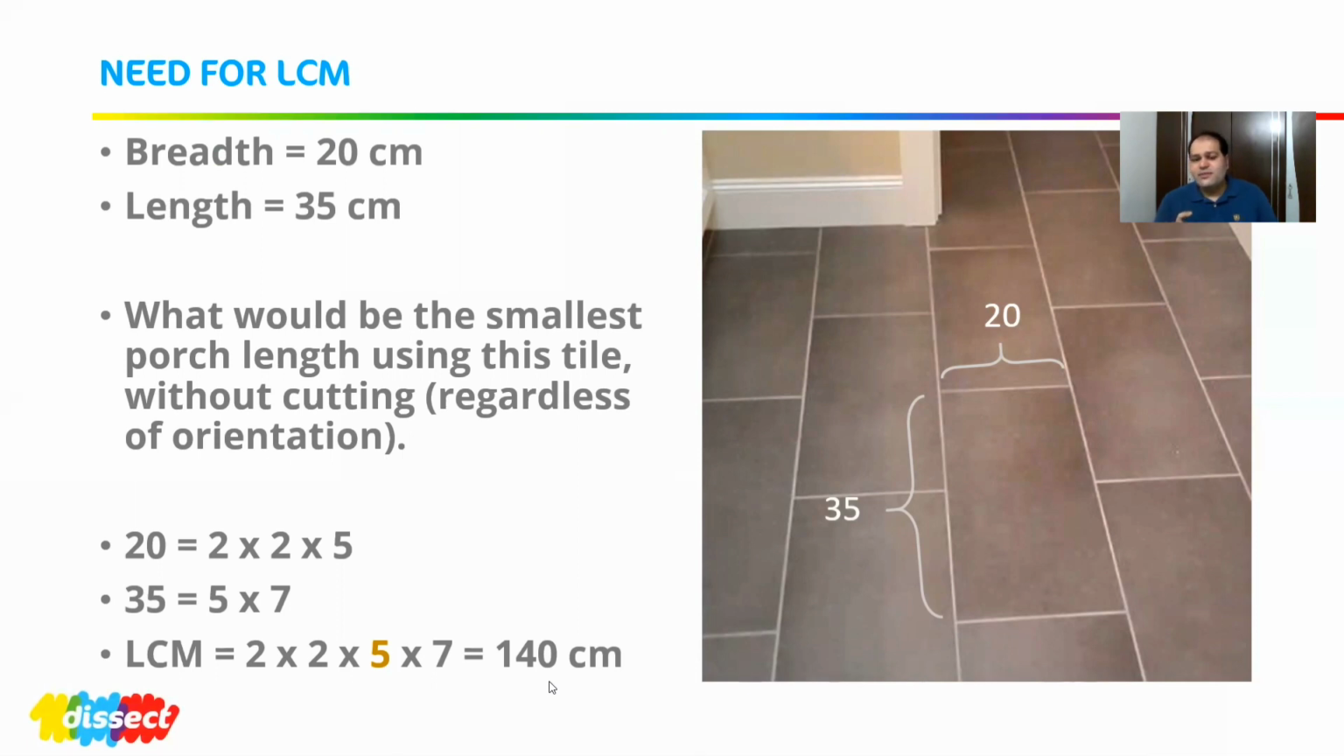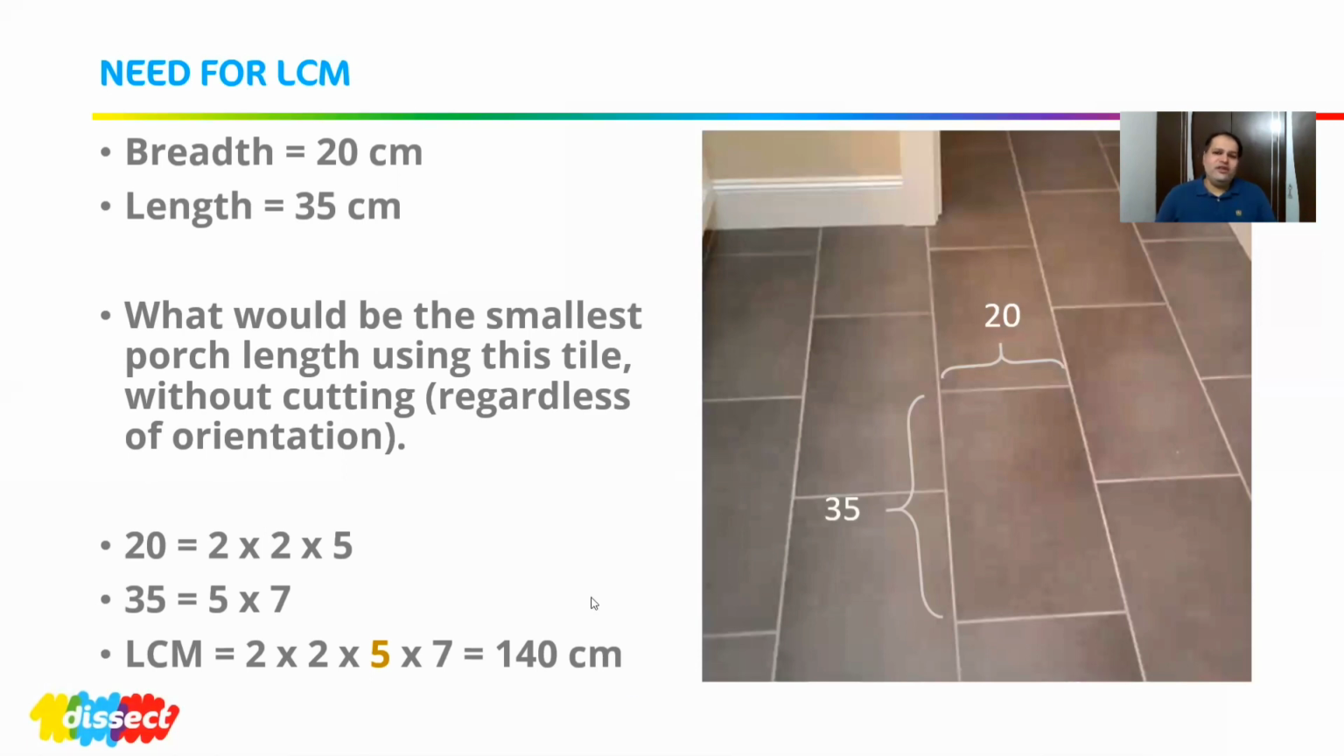So 140 centimeters is a multiple of both 20 and 35. And this is the smallest multiple. The next multiple would be 280 centimeters, so on and so forth. It will keep on repeating, but 140 centimeters is the first multiple which is common between both of them. So it is the LCM, least common multiple.